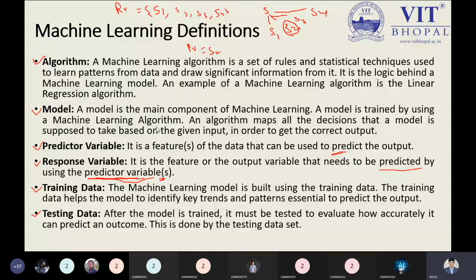So the first point is the algorithm. An algorithm is basically what? A machine learning algorithm is a set of rules and statistical techniques that is used to learn patterns from the data and draw significant information from it. And it is the logic behind a machine learning model. So while developing or deploying a machine learning model, you are required to understand which algorithm you are using.